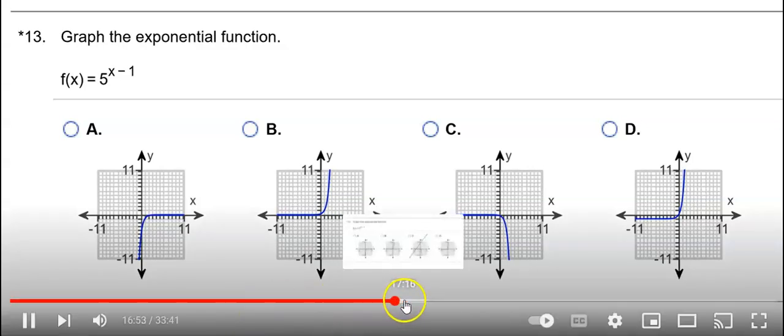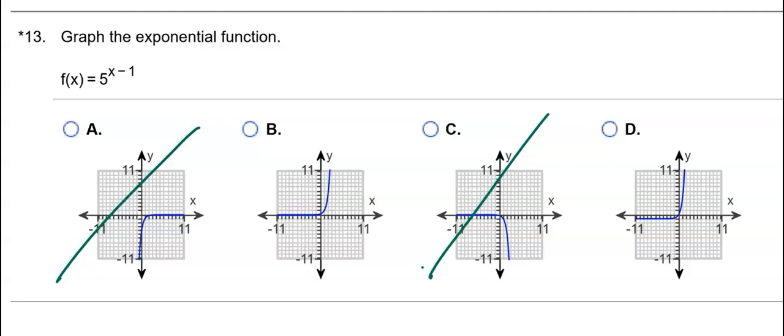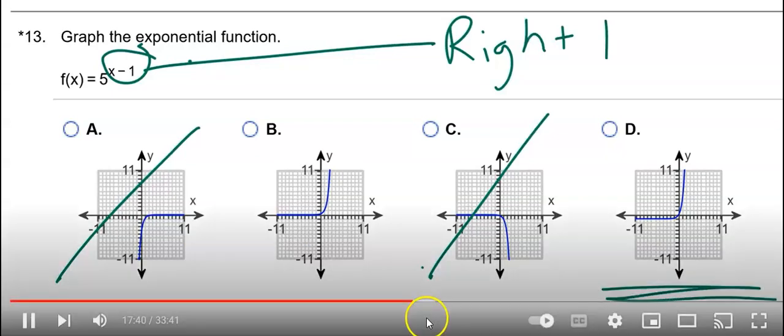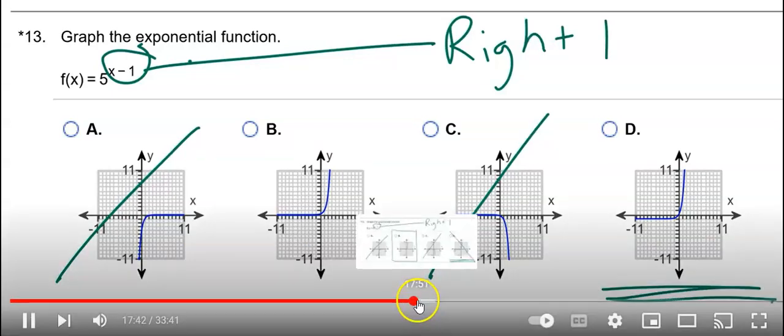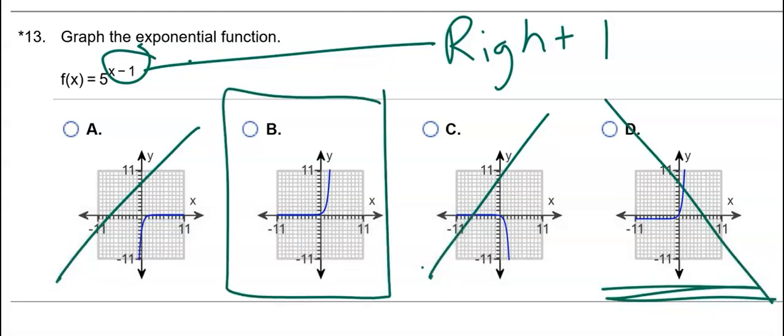Let's see if we can fast forward. Cross that one off. And cross off that one. Yep. So now we're looking for exponential growth. It's been moved to the right 1 unit. Well, it definitely can't be D because D is down 1 unit. So it has to be choice B. And circle B. There we go.